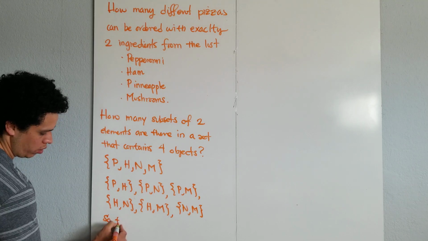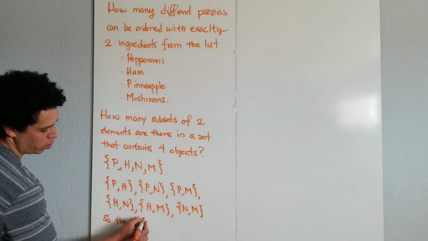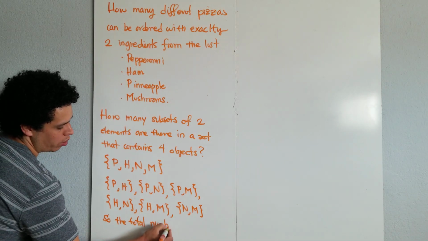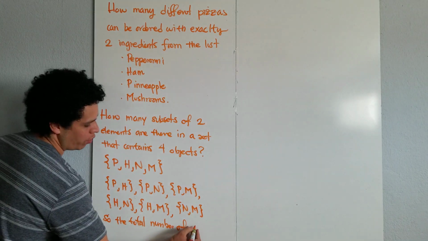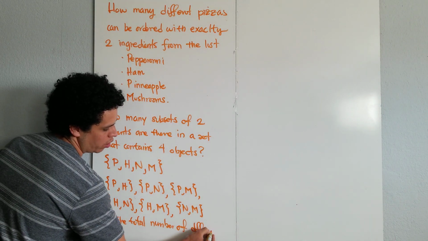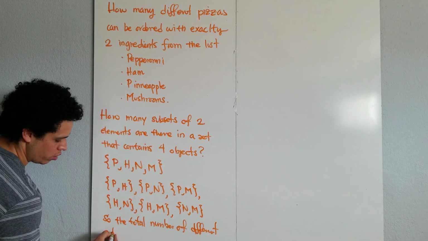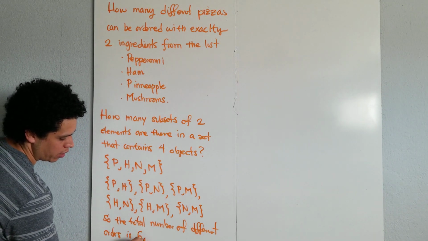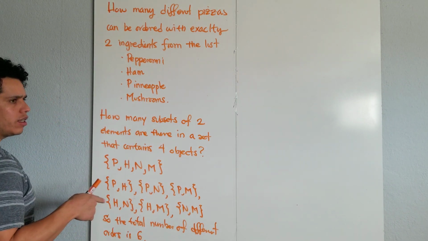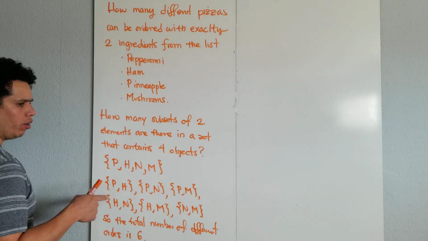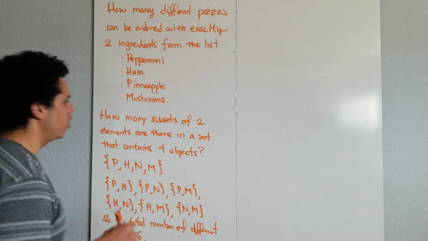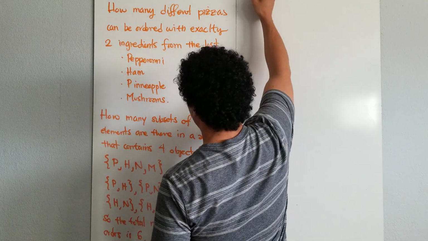So the total number of different orders is 6. But now this introduces the following more general question, and that we need to resolve.